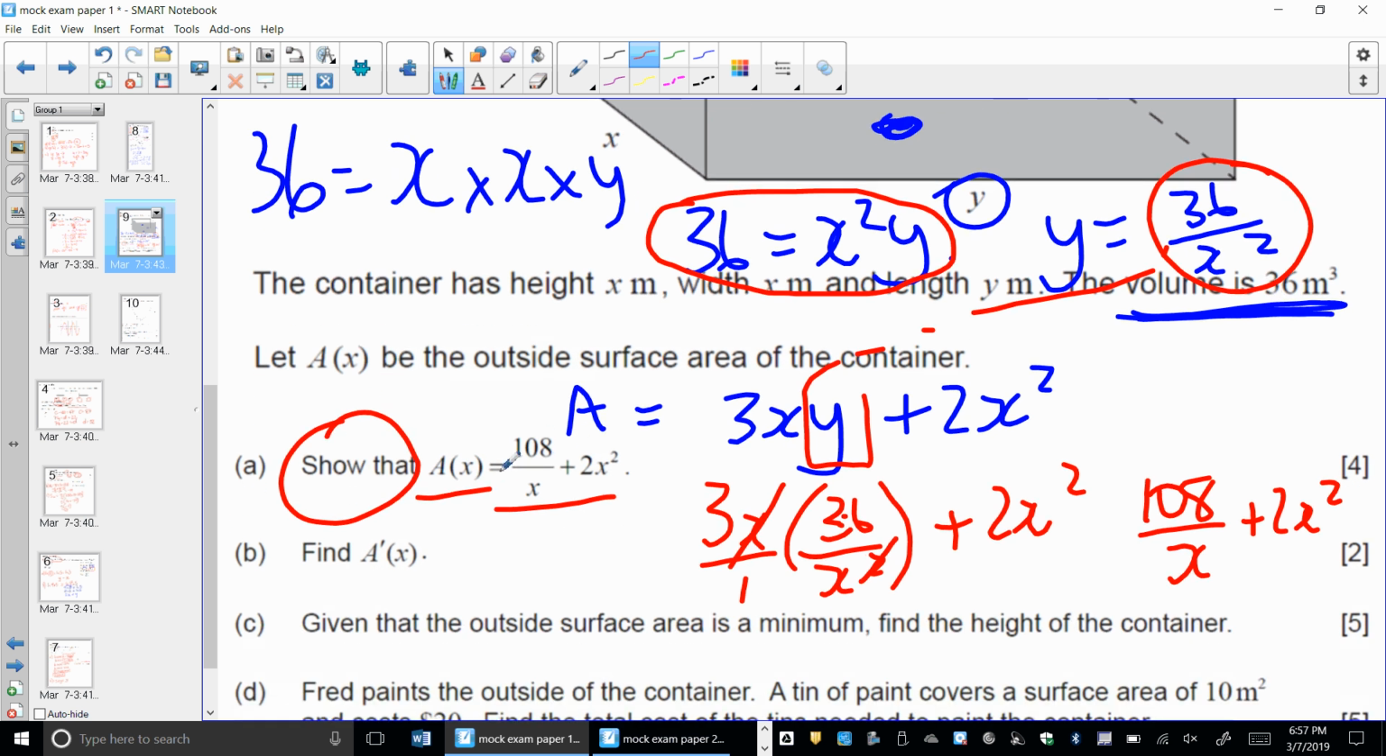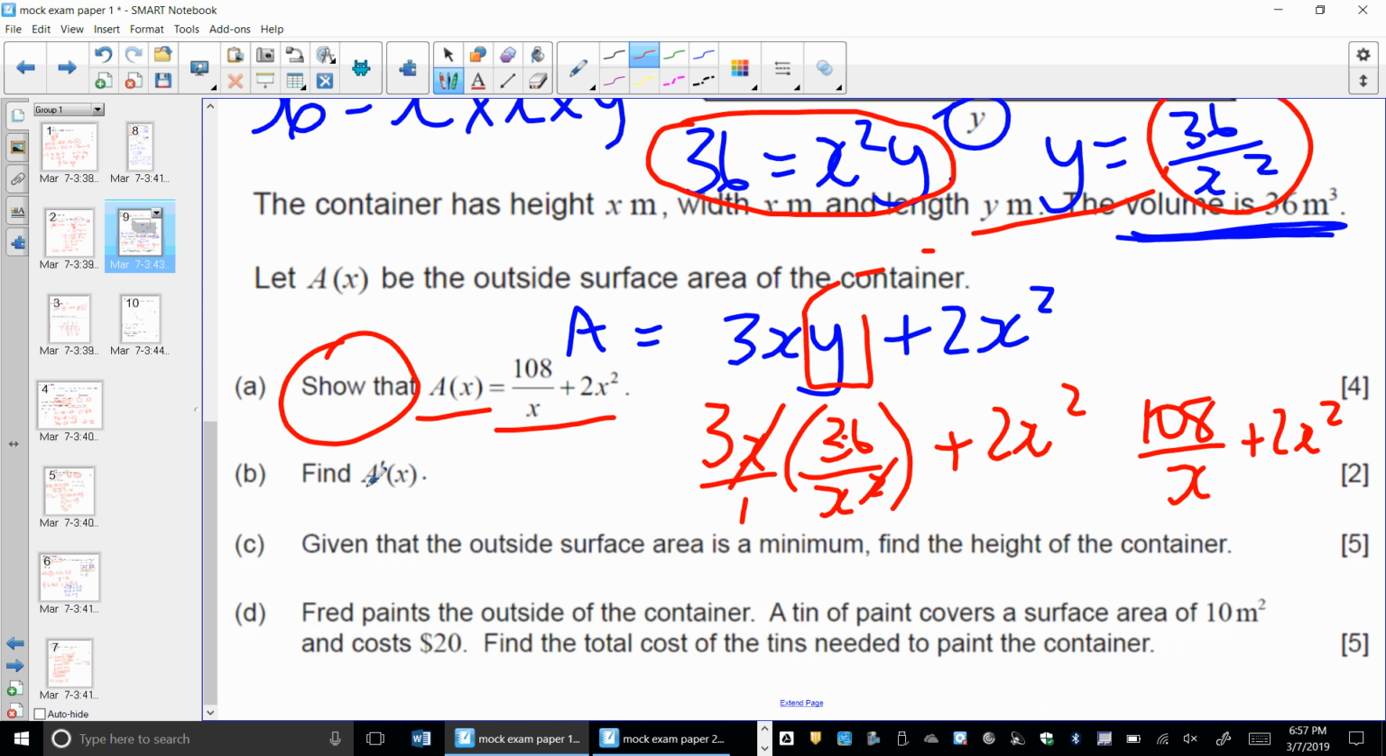Now the reason that they show that, as I've said before, is because if you didn't get this, then you'd be cut off from doing the rest of the question. But because it's a show that question, we can carry on even if you didn't get these 4 marks. So they've now asked us to find dA/dx, so we know that means finding the derivative.